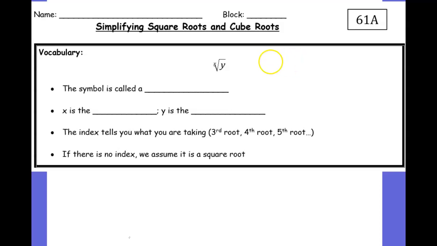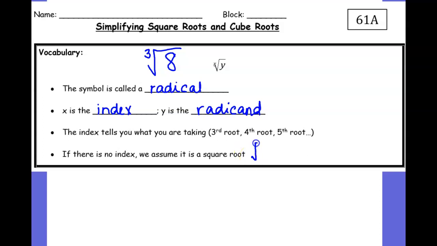Today is day 61 and we're going to learn how to simplify radicals. So the symbol right here is called a radical. The little x that we can see here sometimes is called the index. And the number that's underneath the radical symbol is called the radicand. The index tells you what you are taking, whether it's the third root, the fourth root, or the fifth root. If there's no index, which we see most of the time, we assume that is the square root.